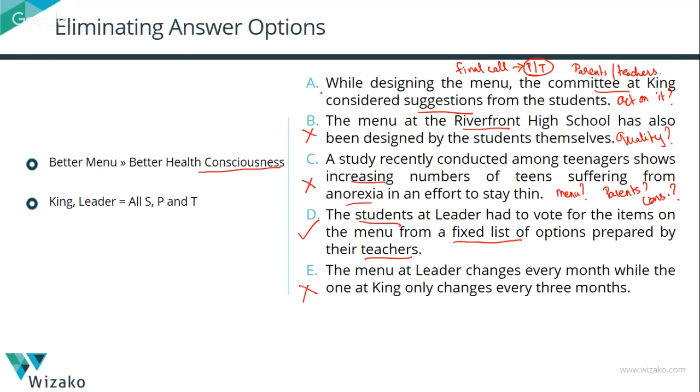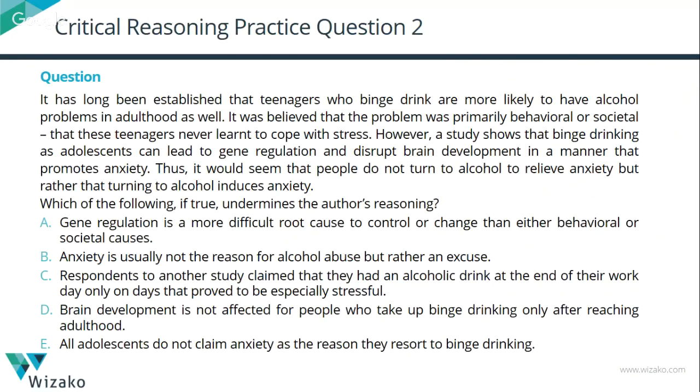So between these two, D weakens the argument better, because if D is true, the quality of the menu at leader is not entirely dependent on the students. So it doesn't necessarily mean the students are more health conscious than their parents and teachers. And D therefore weakens the argument. So let's get to the next question. I'll give you a minute to read it and then we will discuss it.